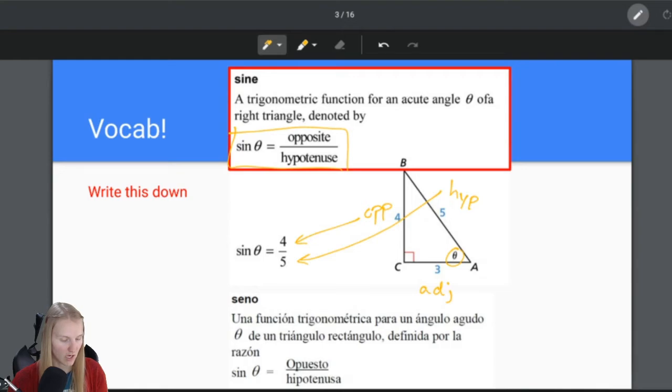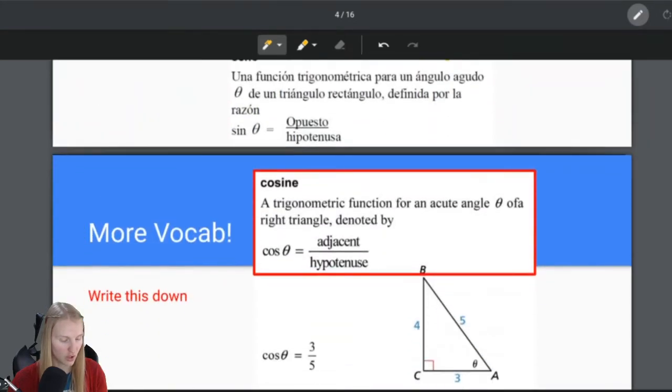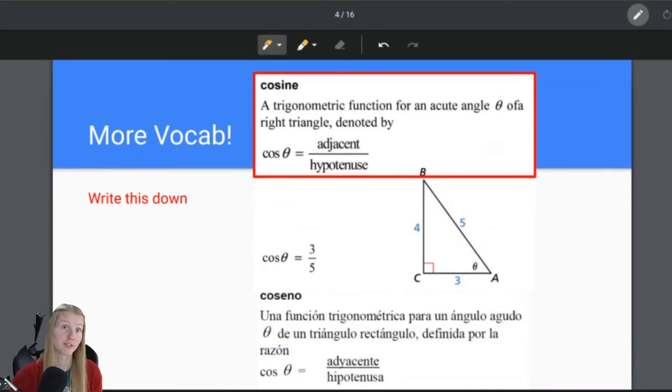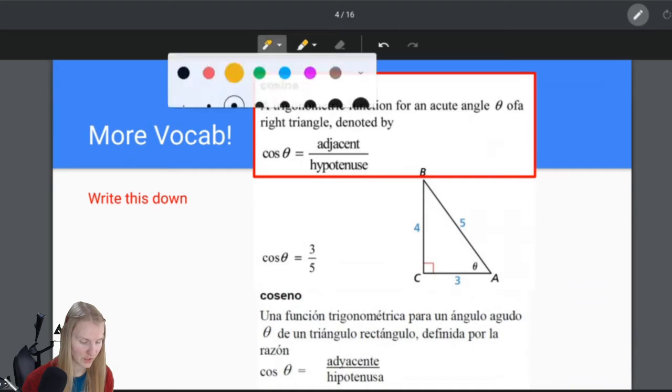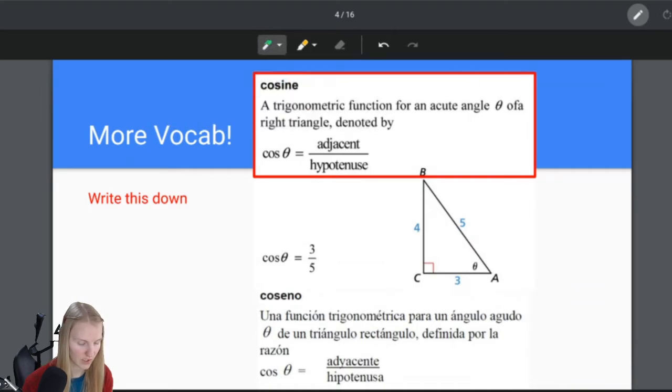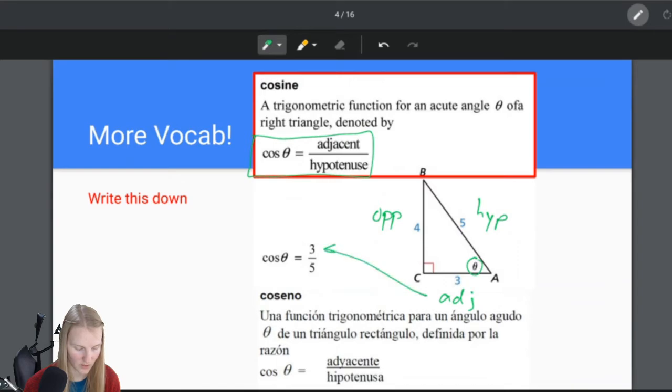Fantastic. Okay, so the next thing we're going to talk about is cosine. You should pause this and put this in your notes, and then unpause so we can discuss. So, cosine is also a trigonometric function for an angle in a right triangle, but cosine is adjacent over hypotenuse. So if we're looking at the same theta, the opposite, adjacent, and hypotenuse are all the same, but now we're looking at adjacent over hypotenuse.